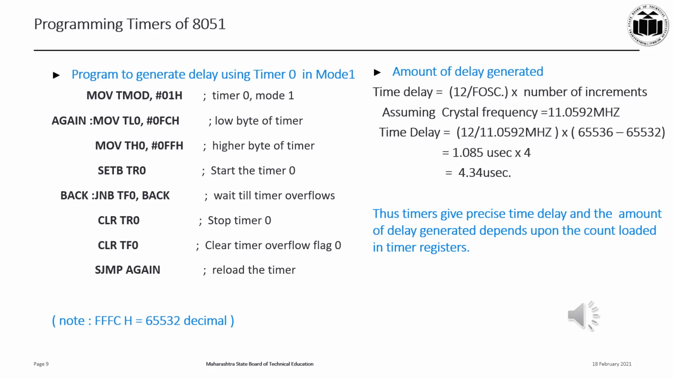As mode 1 of timer is 16-bit mode, the final count is 2 raised to 16, 65536, minus the initial count loaded, which is 65532. So the number of increments made by the timer to overflow is 4. So time delay is equal to 1 upon 0.85 microseconds into 4, that is equal to 4.34 microseconds. So this program generates a precise delay of 4.34 microseconds. Thus, we can see that the timer gives a precise time delay, and the amount of delay generated depends upon the count loaded in timer registers.